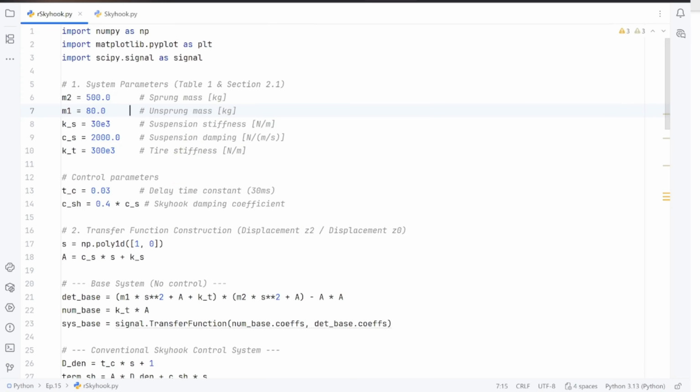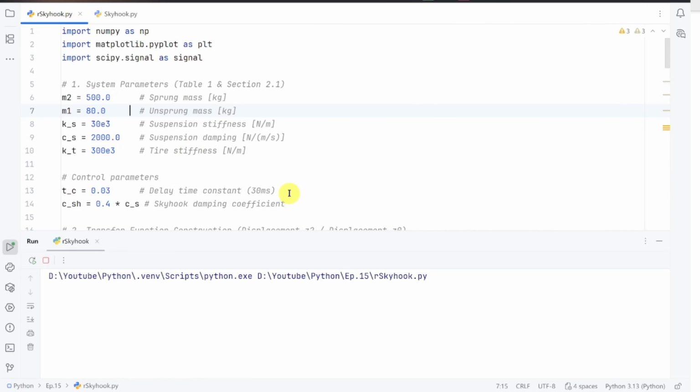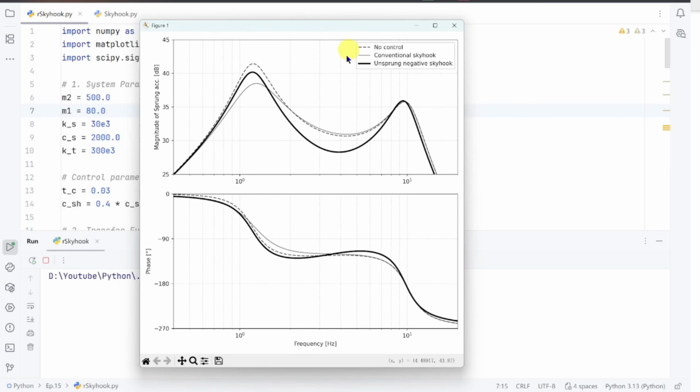Let's see the comparison. Run the code. Alright. The black line is unsprung negative skyhook, what I call reverse skyhook. And this line is the traditional skyhook. And the dashed line is no control. As you can see from the curves, the effect of the reverse skyhook control method in the 3 to 9 Hz middle frequency range is very significant.